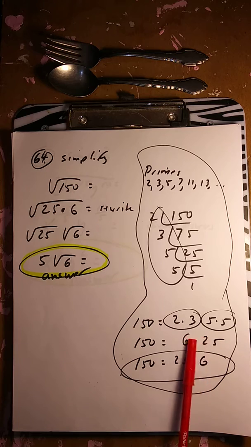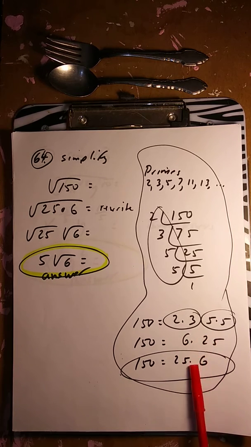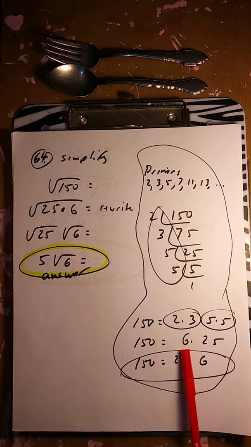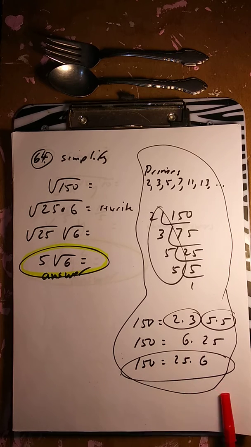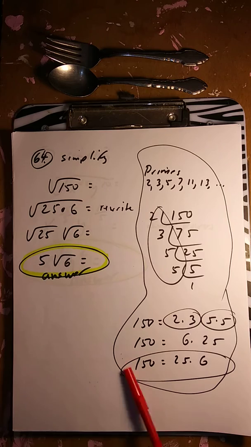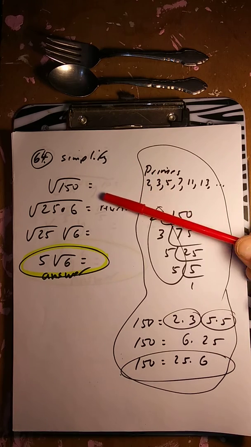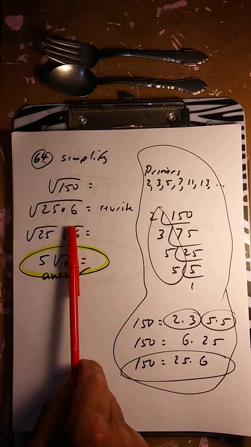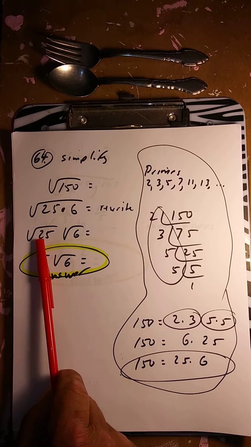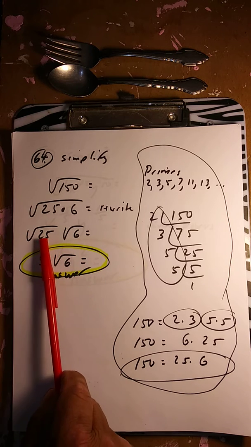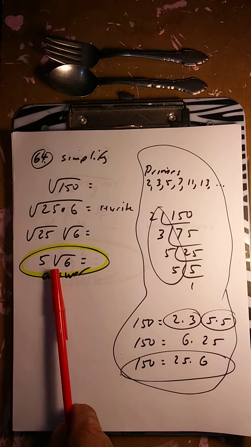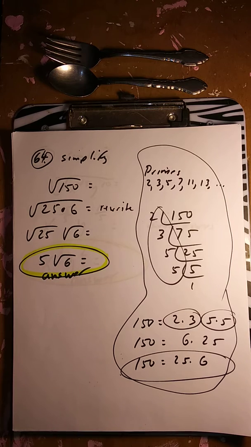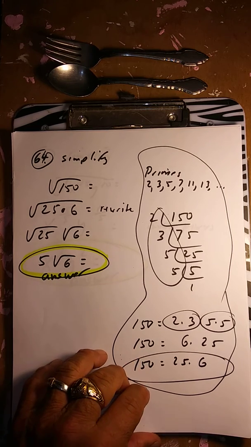Or we can reverse this, using the commutative property. So 25 times 6. Now we can substitute this for the 150. Go back up to the problem. So for 150, we can substitute 25 times 6 and break it into the square root of 25 times the square root of 6. The square root of 25 is 5, so it's going to be 5 square root of 6. Using our prime numbers to break it.